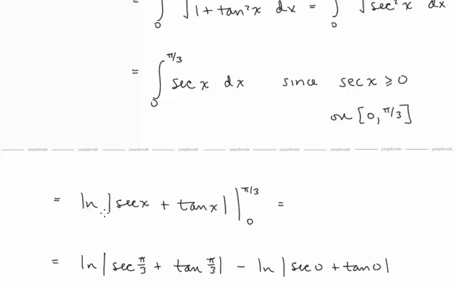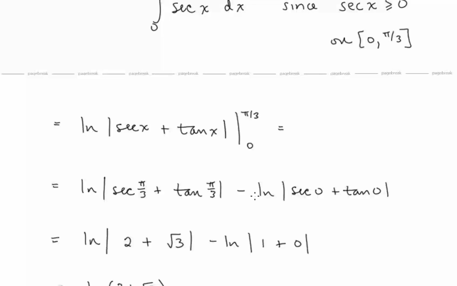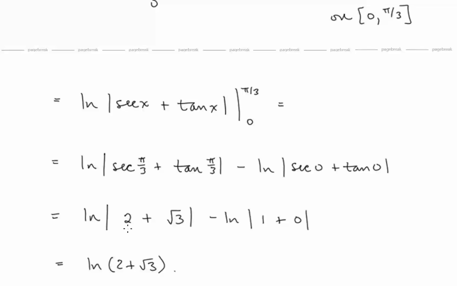And so that's ln of absolute value of secant x plus tan x going from 0 to pi over 3. So we plug in our bounds. Secant of pi over 3 is equal to 2. Tangent of pi over 3 is equal to radical 3. Secant of 0 is 1, and tangent of 0 is 0. So simplifying, we have ln of 2 plus radical 3. I dropped the absolute value bars because I recognize that 2 plus radical 3 is a positive number. So we're here, and this is the arc length. This is the length of the curve over the interval 0 to pi over 3.